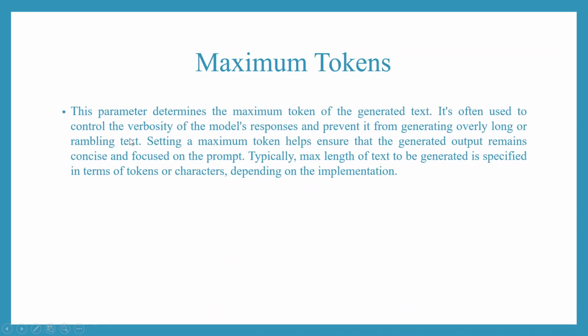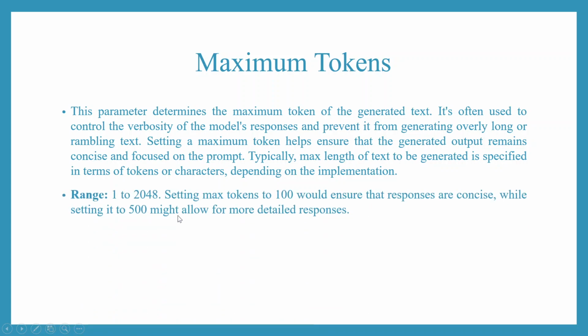Maximum tokens. This parameter determines the maximum number of tokens of the generated text. It's often used to control the verbosity of the model's responses and prevent it from generating overly long or rambling text. Setting a maximum token limit helps ensure that the generated output remains concise and focused on the prompt. Typically, the maximum length of the text to be generated is specified in terms of tokens or characters, depending on the implementation. Range 1 to 2048.